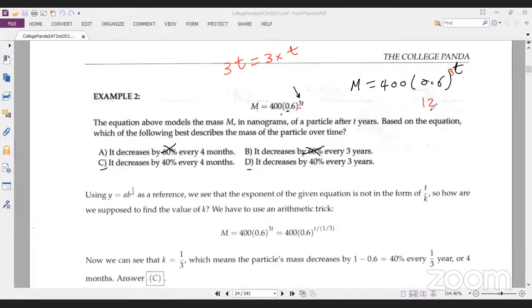So 12 months divided by 3, we have a decrease every 4 months of 40%. So the decrease here is every 4 months, not every 3 years. If it were t over 3 like the previous one, yes, it would decrease every 3 years. But here it's 3 times t. Is it clear? 3 times t. So decreasing 40% every 4 months. Is it clear?